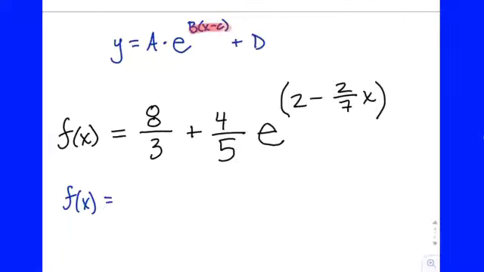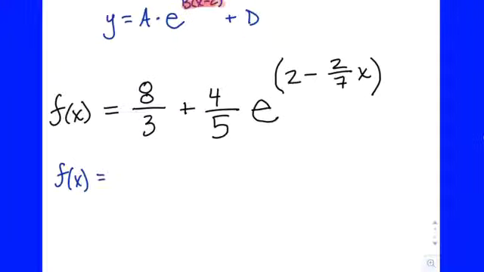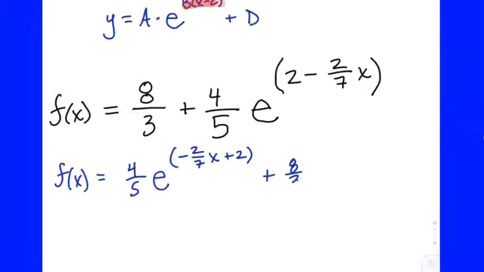To be inside an exponential function means to be in the exponent. So that's what we're shooting for. So the 8/3 in the front should really go in the back. That's your D value. So we get 4/5 times E. And remember, in the exponent, I'll put parentheses to kind of help group it. Step 1 is to get your X term first. So I'm going to commute it, but notice it's still a negative 2/7. And then we have a plus 8/3 right here.